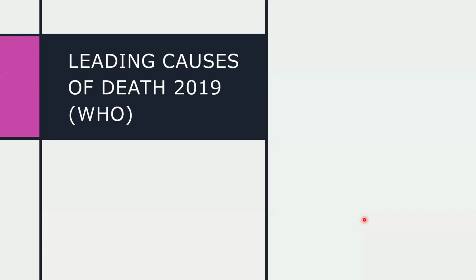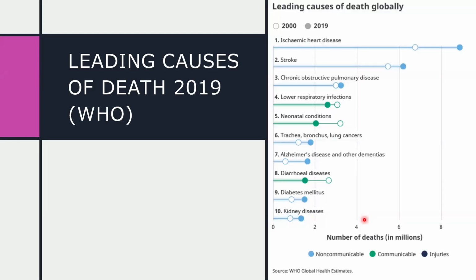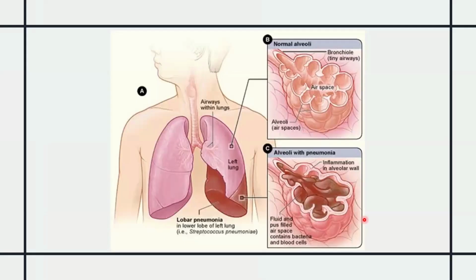So can you guess what are the leading causes of death according to WHO, according to their 2019 data? As I said, pneumonia is the most common infectious cause, but the top three are the non-infectious causes: ischemic heart disease, stroke, COPD, and then on fourth there is lower respiratory infections, including pneumonia.